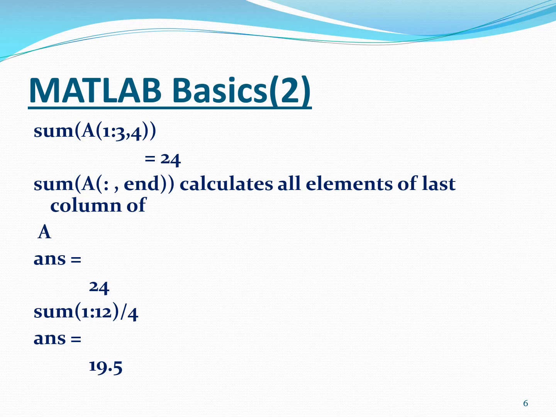Sum(1:12)/4. Now that means you sum up all 12 elements, of the 4 columns, and then divide it by 4, and the answer will be 19.5.